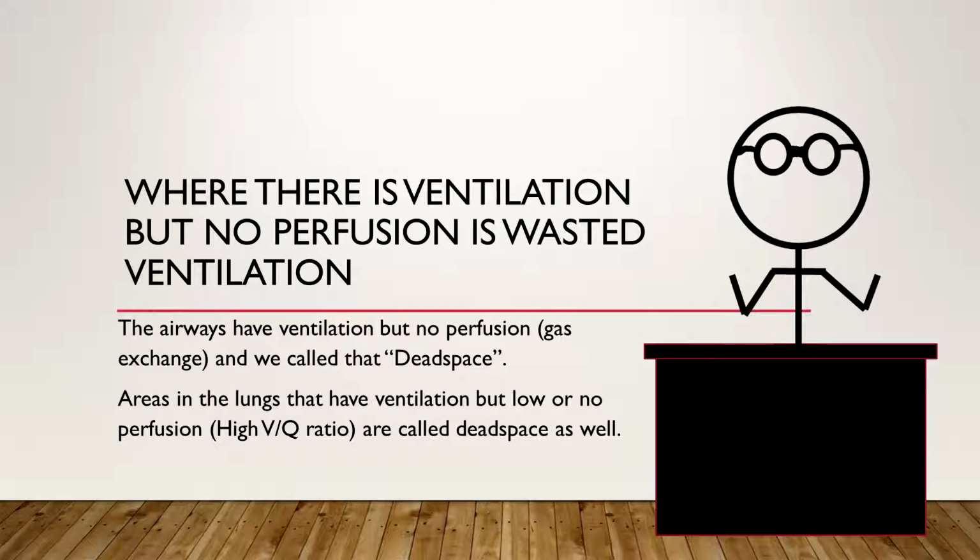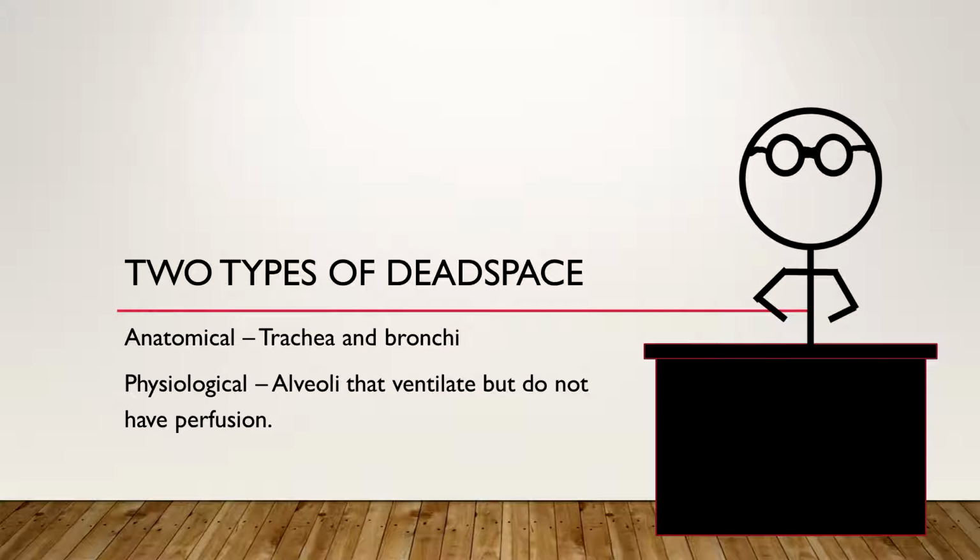Now, in the previous lectures, when we discussed the presence of gas in the airway and its inability to mix with the blood and exchange gas, we've called this space dead space. In a very similar way, in areas of the lung that have perfusion decreased relative to its ventilation, we call this dead space as well. So as you can see, there are two forms of dead space that we have to understand.